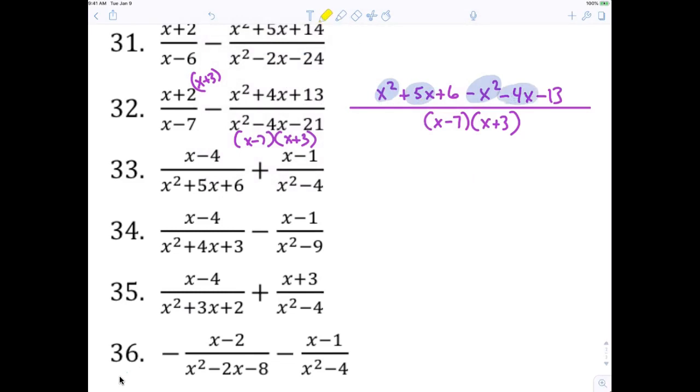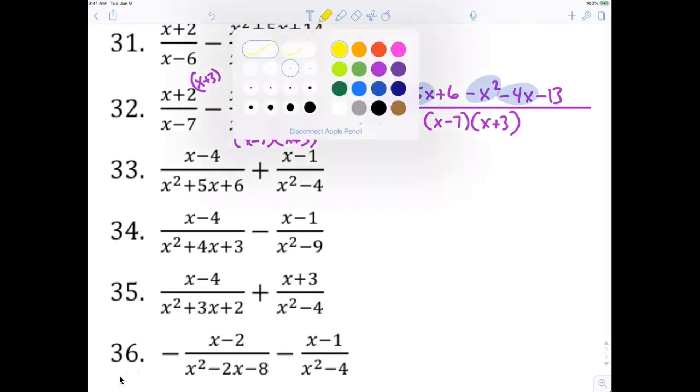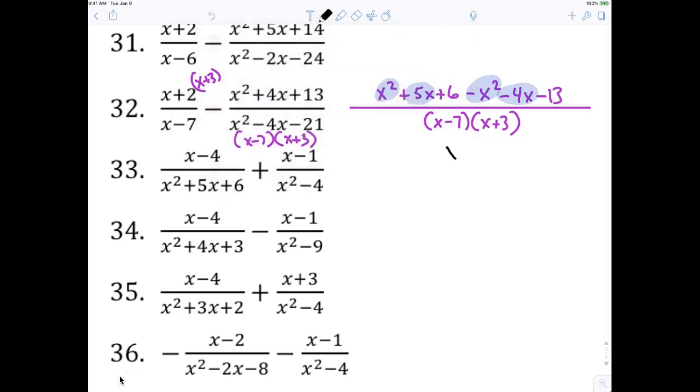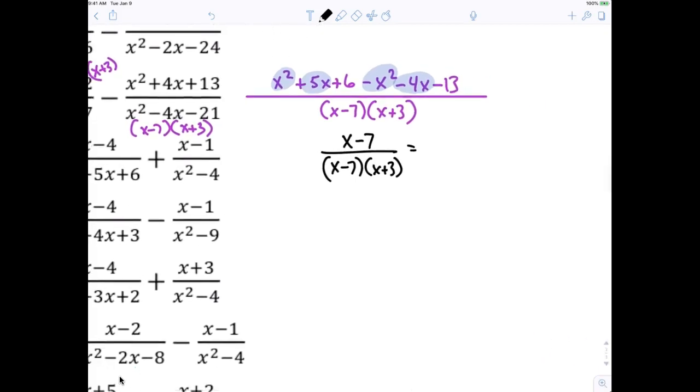And then what? So I end up with x minus 7 over x minus 7 times x plus 3, and then that equals just what? Are you going to give me a right answer today? I did. 1 over x plus 3.